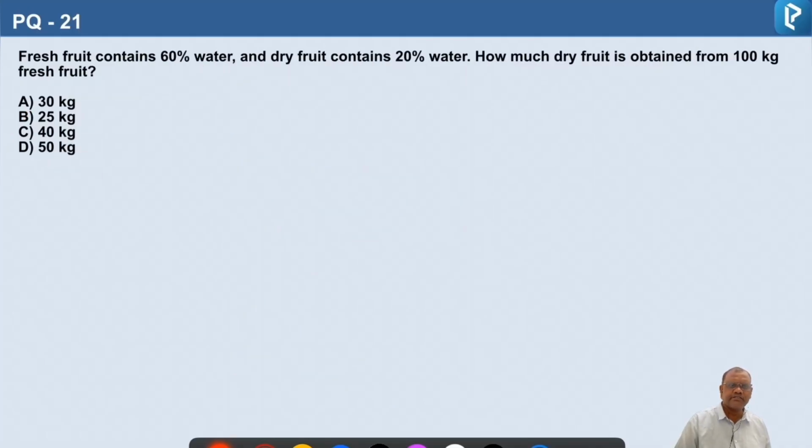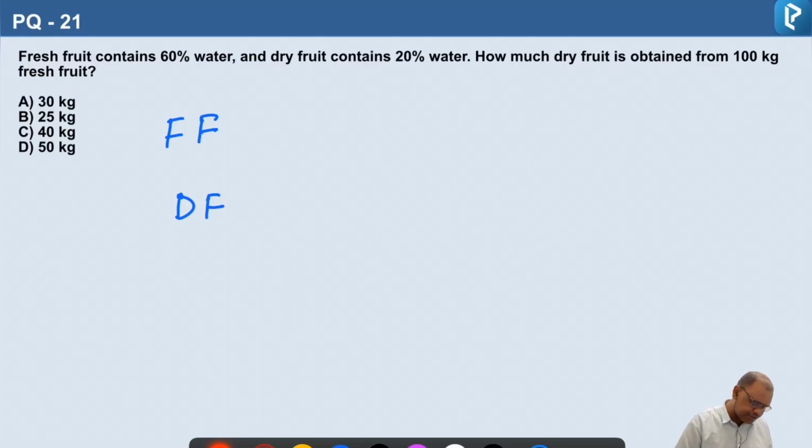Question number 21. Fresh fruit contains 60% water and dry fruit contains 20% water. How much dry fruit is obtained from 100 kg of fresh fruit? So we have fresh fruit and dry fruit.